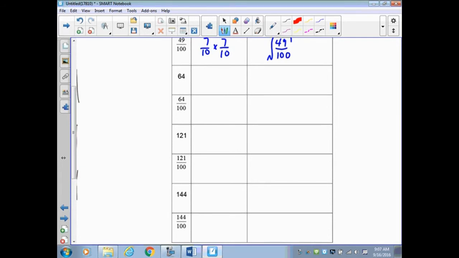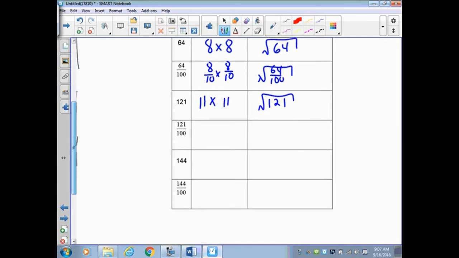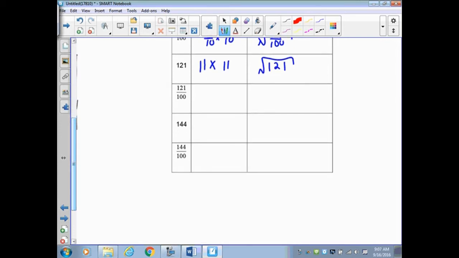Okay, so here we go. 8 times 8 is 64. That means the side length is the square root of 64. 8 over 10 times 8 over 10. That means that the square root is of 64 over 100. And of course 121 is 11 by 11. And that means that the side length is the square root of 121. This becomes 11 over 10 times 11 over 10. And that means it's the square root of 121 over 100.